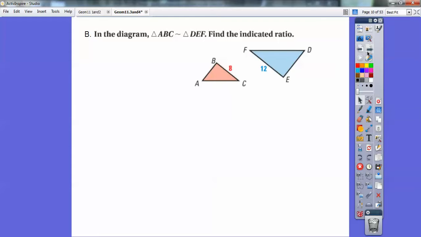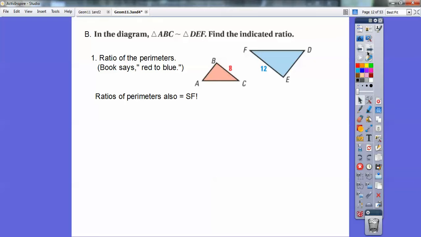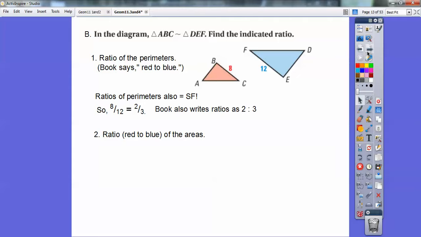So here's the diagram. The book asks for the ratio of the red to blue. It looks sort of salmon colored, it doesn't look red to me, but red to blue. Find the ratio of their perimeters. The ratio of their perimeters is also equal to their scale factor. So red to blue is going to be this side over this side.